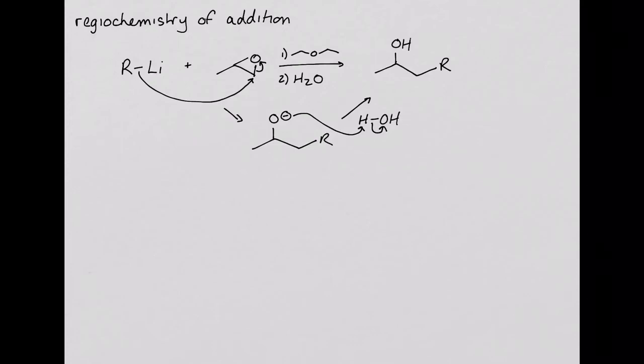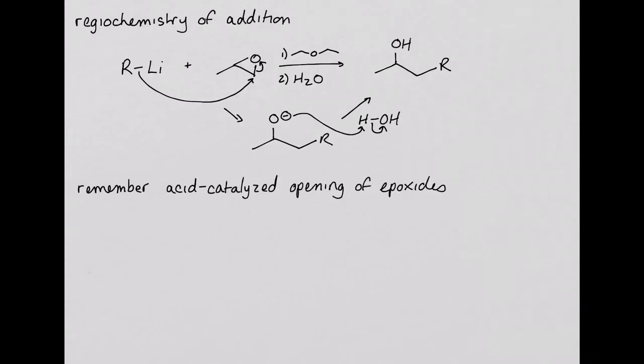The reasoning for the regiochemistry in acid-catalyzed opening of epoxides has to do with the stability of the carbocation. For example, if we take the same epoxide we looked at in the previous example and treat it with strong acid in the presence of a nucleophile, we again only get a single product, which results from attack of the nucleophile on the more substituted carbon of the epoxide.